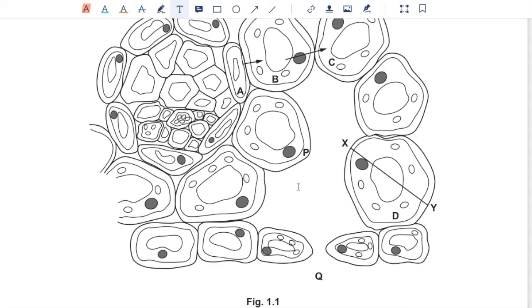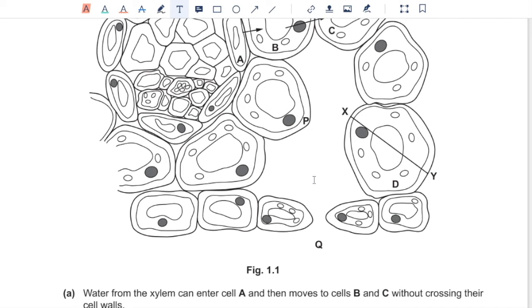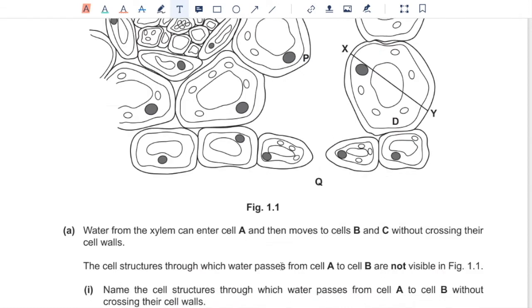Because the water potential in the airspace would be lower than the water potential in the cell wall of cell P, which is a spongy mesophyll cell, water vapor would evaporate from its cell wall into the airspace and then it would eventually diffuse out of Q, which is the stomata, into the air down the gradient, because the water potential would be higher in the airspace compared to the air outside.